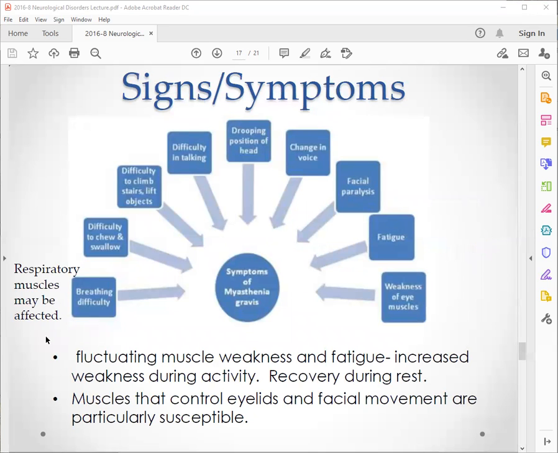The signs and symptoms include breathing difficulty, respiratory muscles may be affected, difficulty chewing and swallowing, difficulty climbing stairs or lifting objects, difficulty talking, drooling or drooping position of the head, changes in voice, facial paralysis, fatigue, weakness of eye muscles.